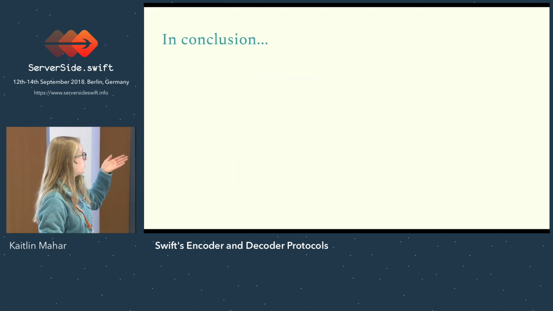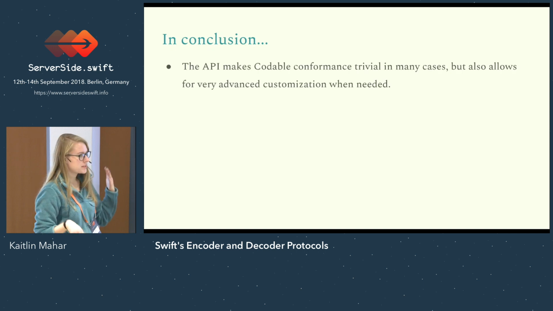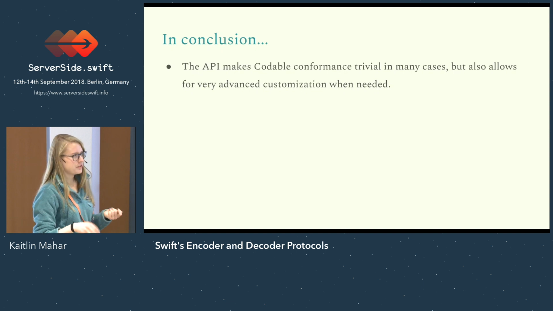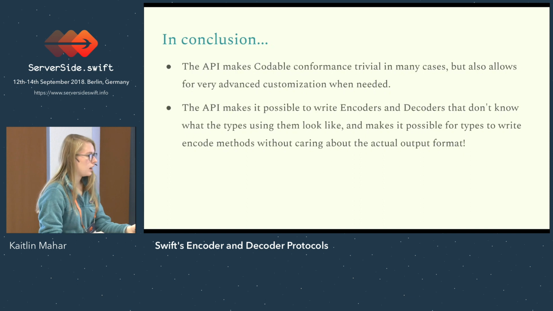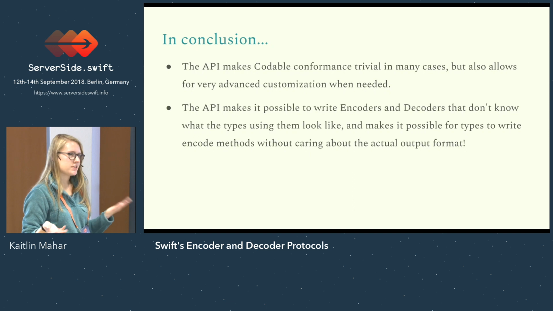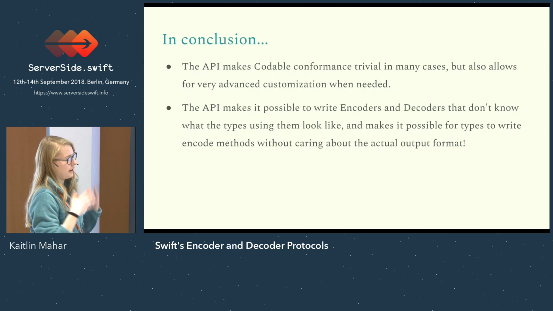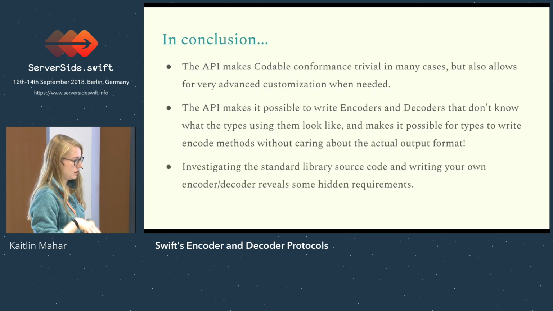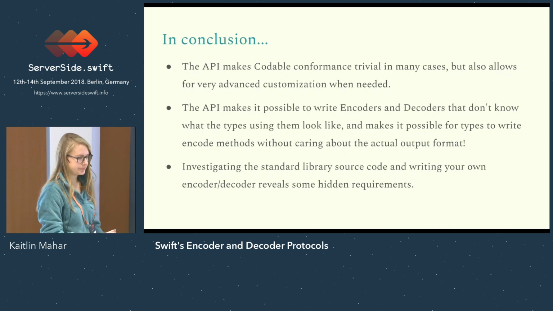Okay, so my main takeaways for you are that the API makes conforming to Decodable and using it really trivial in many cases, but it also allows you to customize things a lot when you want to. It also makes it possible to write encoders and decoders that have no idea what the types using them look like, and it makes it possible for types to use encoders and decoders without caring about the actual format, the external representation that's being used. And finally, if you investigate the standard library source code and write your own encoder and decoder, you'll find a lot of hidden requirements that are not clearly spelled out by the protocols, but are required to make things work correctly. That's all I've got.